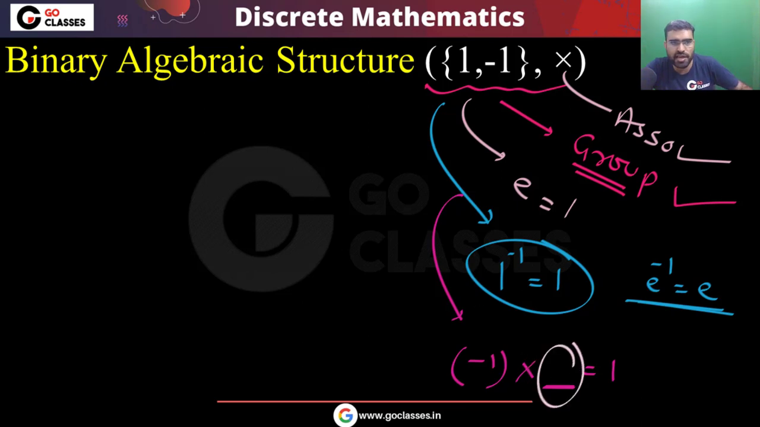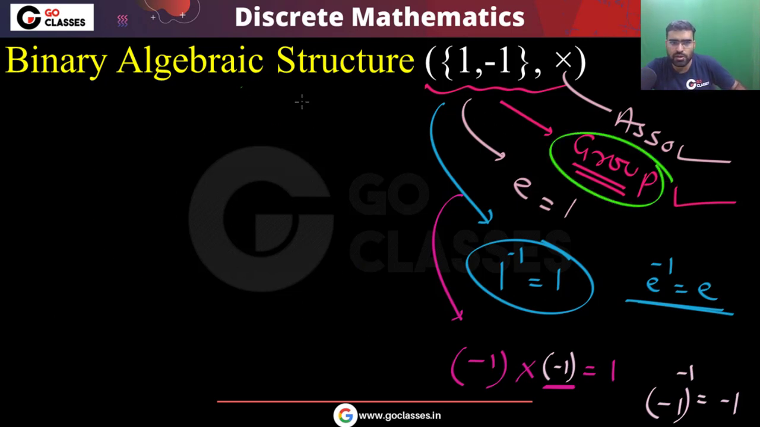So what should I write here such that I get the identity element? The answer is I should write minus 1. So minus 1 inverse is also minus 1. You can see 1 inverse is 1, minus 1 inverse is minus 1. So anyway, this structure is a group. You can create a Cayley table for this structure also very easily.